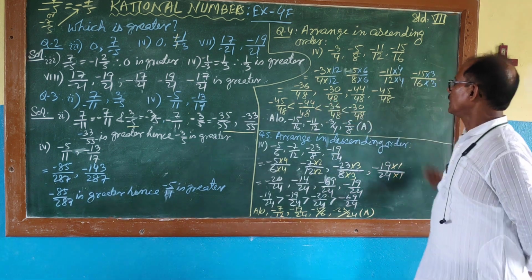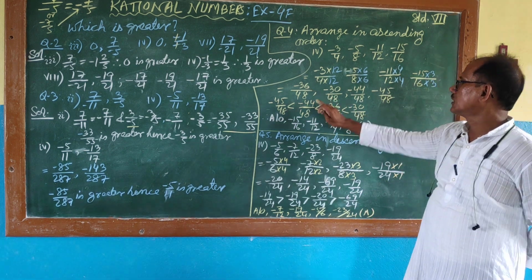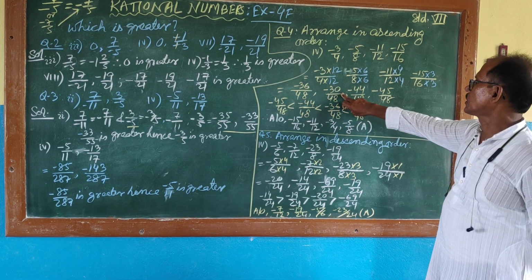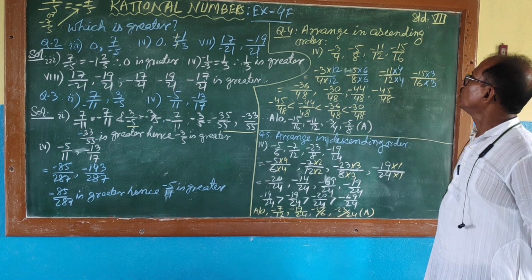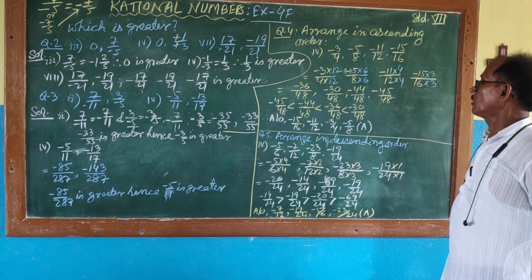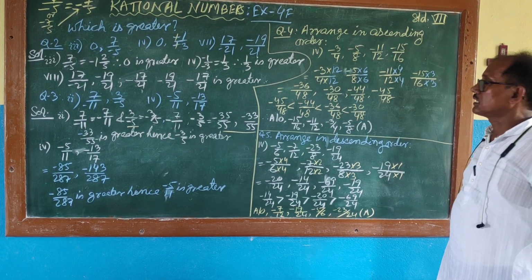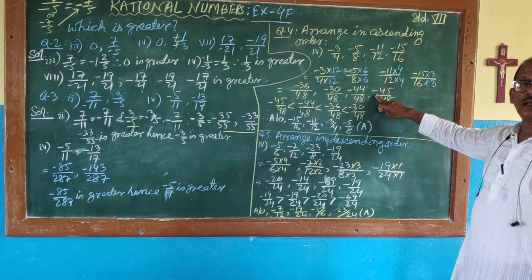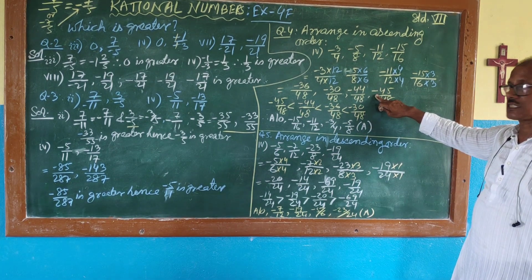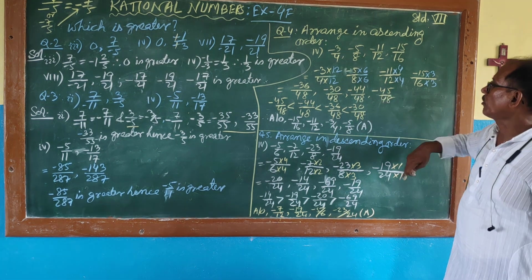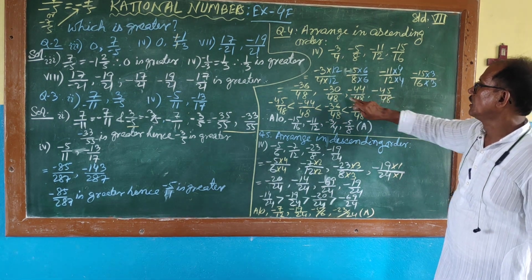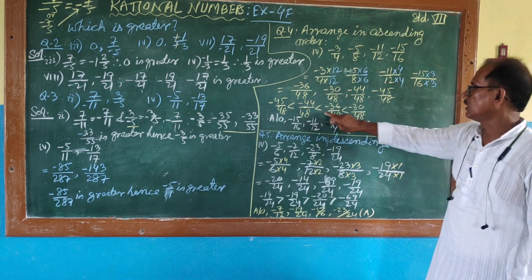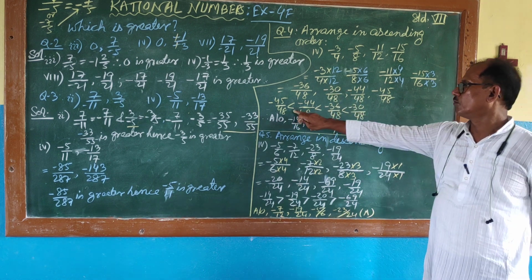So out of that you arrange it. The greater the minus value, the lesser the number. Therefore minus 30 by 48. You have to do ascending order. Ascending order means smaller to greater. So the greater the minus value, the lesser it will be. So first minus 45 by 48, then minus 44 by 48, then minus 36 by 48, then minus 30 by 48. That order you write down with this sign.